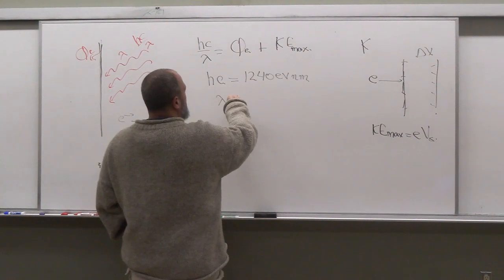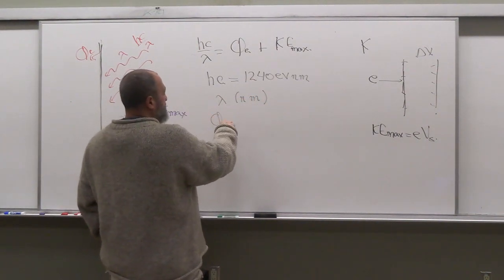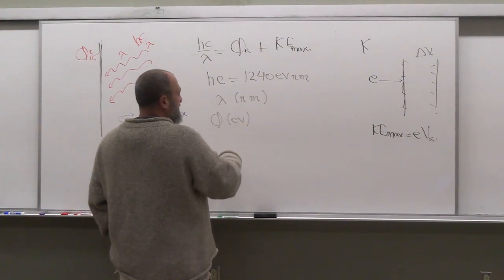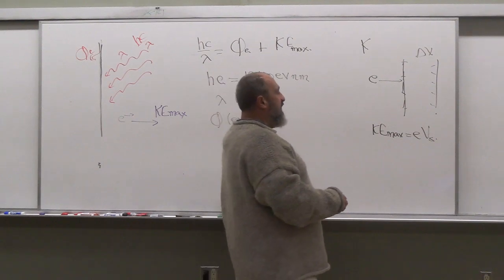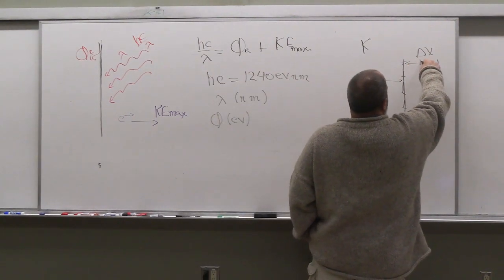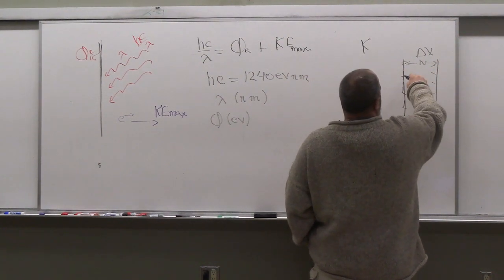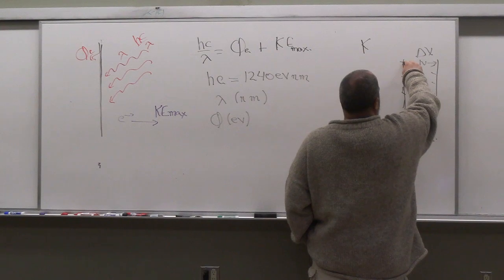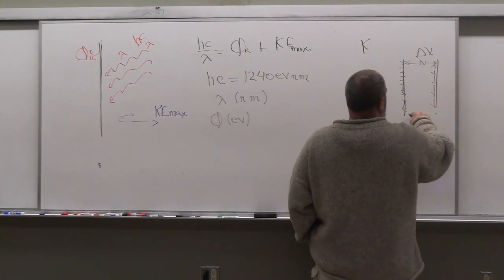Now, lambda is measured in nanometers, and energy, phi, is measured in eVs. What's an eV? It's an electron volt. What's an electron volt? If you accelerate an electron through 1 volt, it starts here at rest, let's say, make this negative here, and I'll make this positive this time around, and the electron starts here.